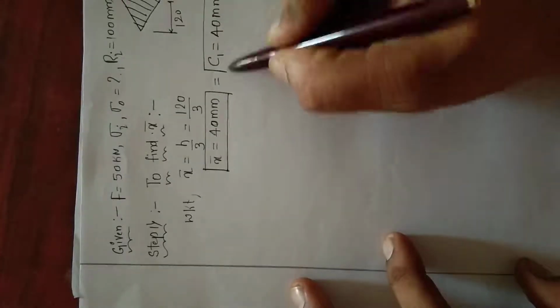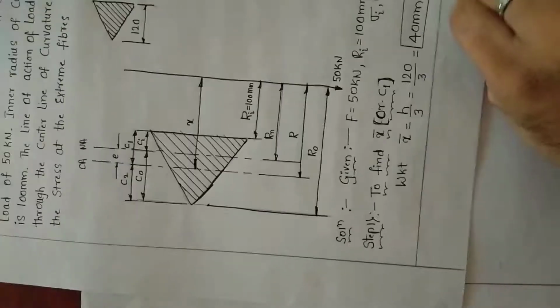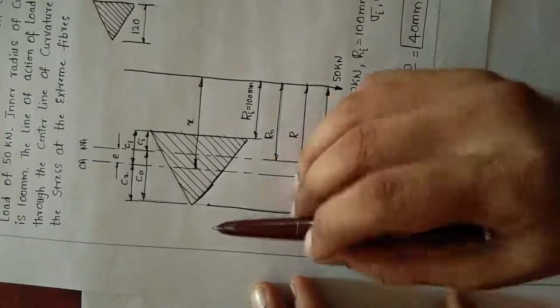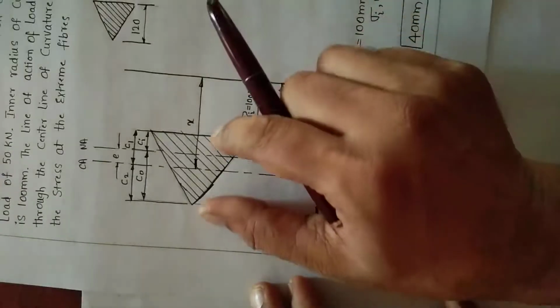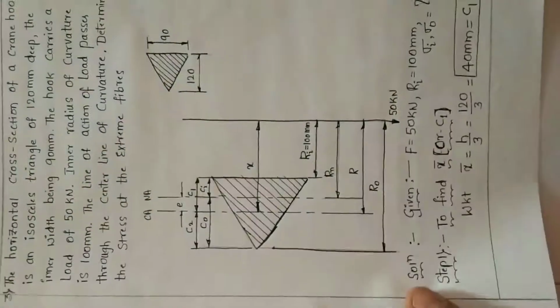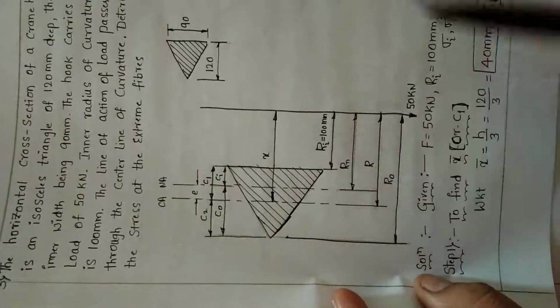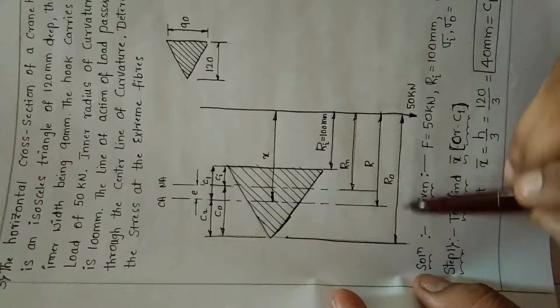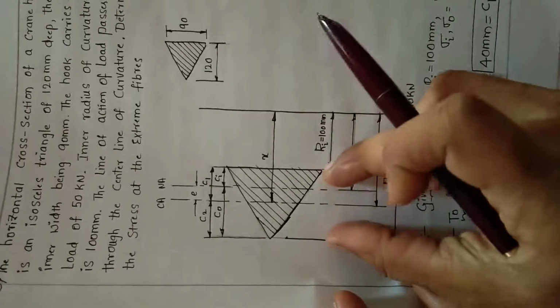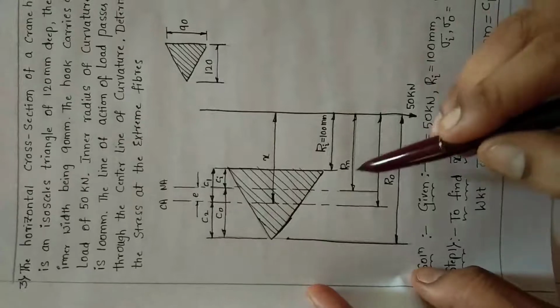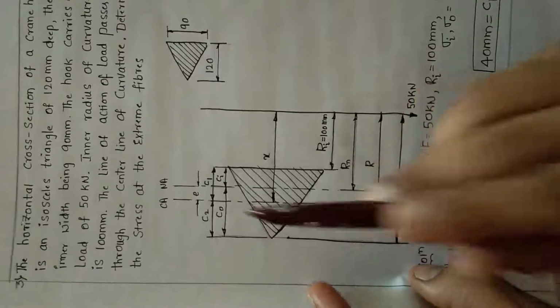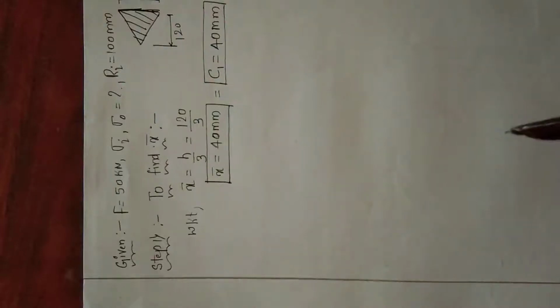So I can find all the notations. C2 I can find from the diagram: the total depth minus C1 gives me C2. Even X I can find: X is Ri plus C1. I can also find R0: R0 is Ri plus total depth H. What I need to find is Rn, C0, Ci and E. Okay, fine.